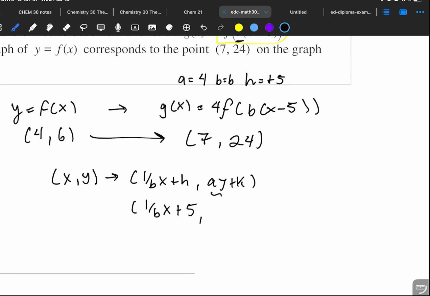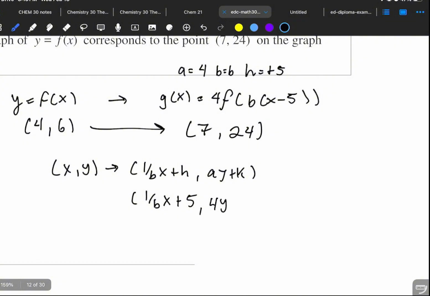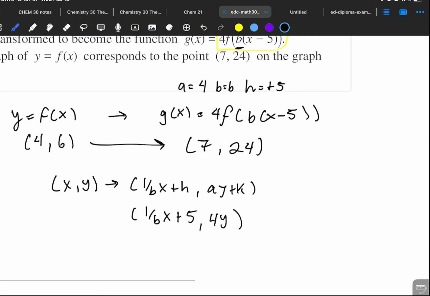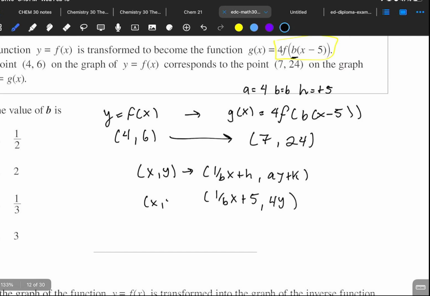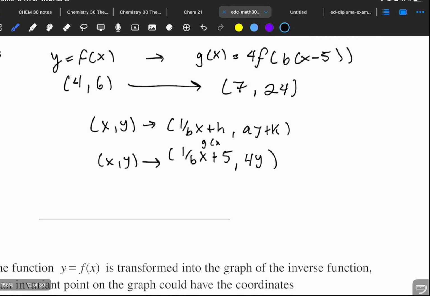And now we can just plug these values in for the mapping. And we get a is equal to 4y, and k is 0, so we don't have to add anything. And now our value of (x, y) should be this. And that should be our mapping notation for the graph of g of x, the transformations applied to f of x to give us the graph of g of x.